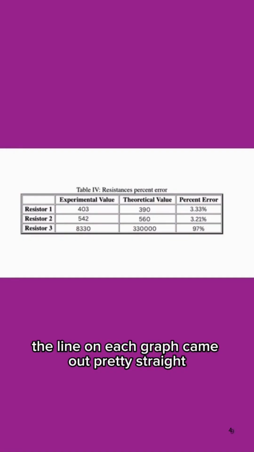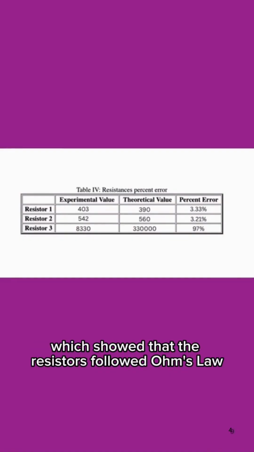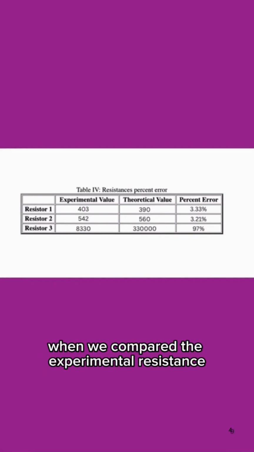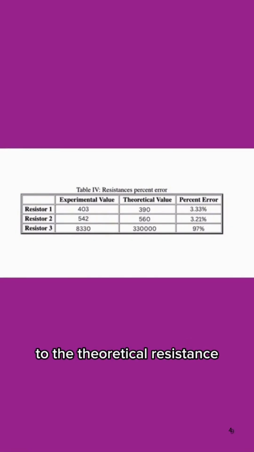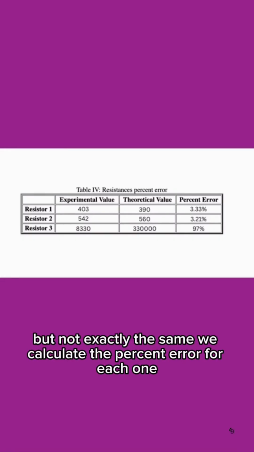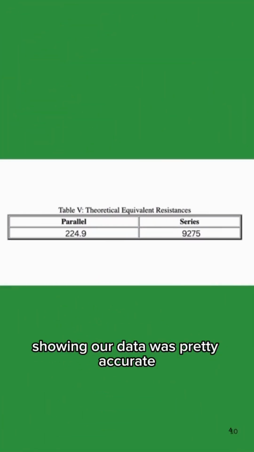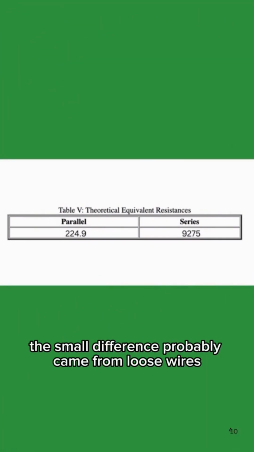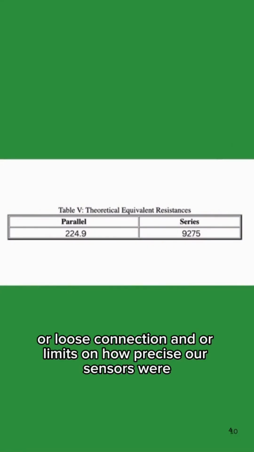The line on each graph came out pretty straight, which showed that the resistors followed Ohm's law. When we compared the experimental resistance to the theoretical resistance from the color codes, the numbers were close but not exactly the same. We calculated the percent error for each one, and most of them were small, showing our data was pretty accurate. The small difference probably came from loose wires or loose connections or limits on how precise our sensors were.